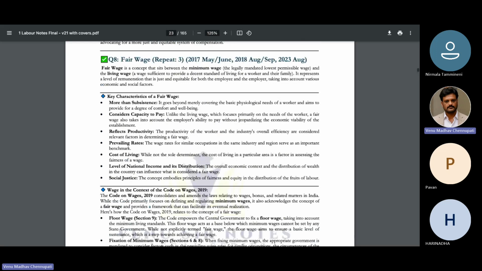మనం నిన్న నేర్చుకున్న కాన్సెప్ట్సే fair wages. Yesterday's question was more about before Whitley's commission.